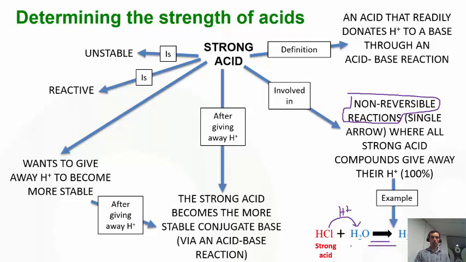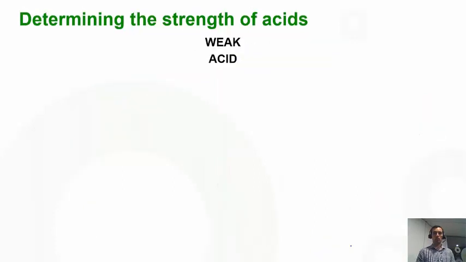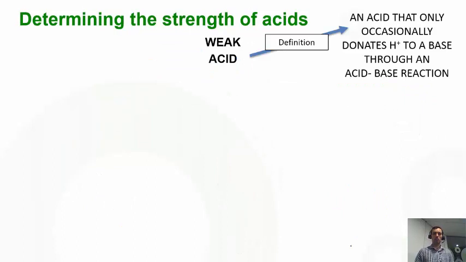So to sum up what we've seen on this slide, strong acids are really good at giving away their H+ because they're very reactive. And once they give away their H+, they'll actually become more stable. And in that form, they'll then be the product, which is the conjugate base. What about the weak acid though? What are some of its characteristics?